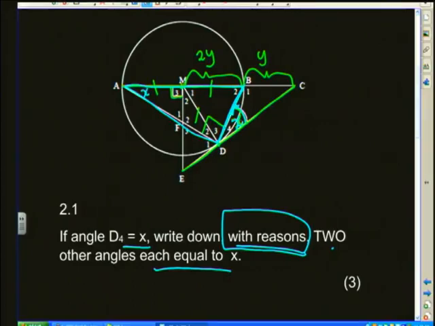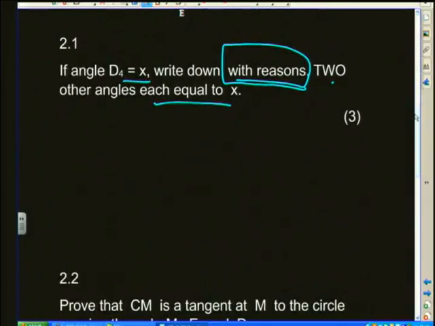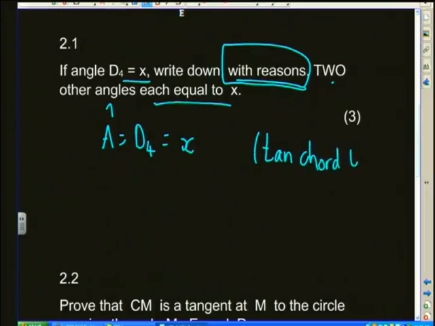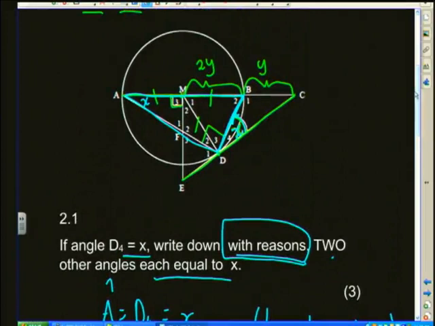And the reason for that, tan chord theorem. So I've shown you in the diagram. Let's write the first one down. Angle A is equal to angle D4 is equal to x. Reason, tan chord theorem. So it makes sense, we have a theorem that backs up our statement. We need another angle that's equal to x, and this is where what we put in already is going to be useful, because we know that M is the center of the circle. Therefore, AM, which we've already marked, is equal to MD, because those are radii.